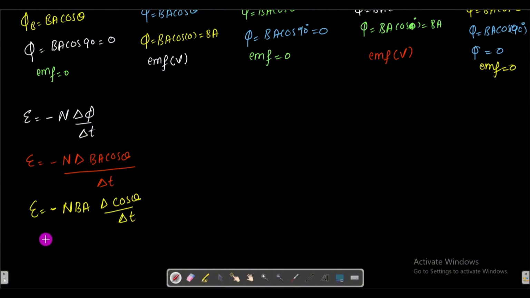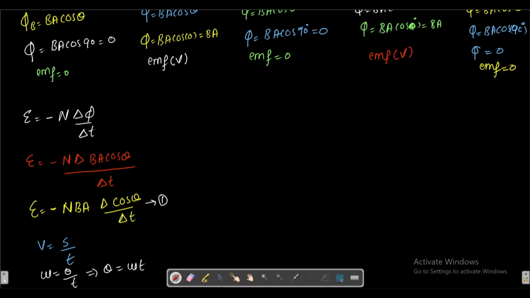Now we know the expression for the linear velocity: v is equal to the distance covered per unit time. Similarly, the angular velocity is represented by omega, which is equal to the angular displacement theta divided by t. So from here, theta is equal to omega t.